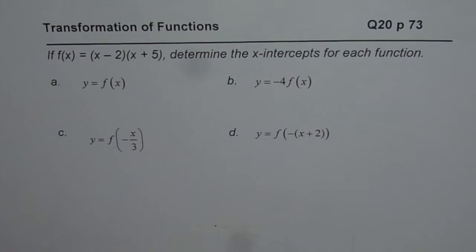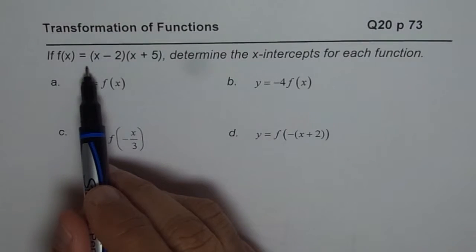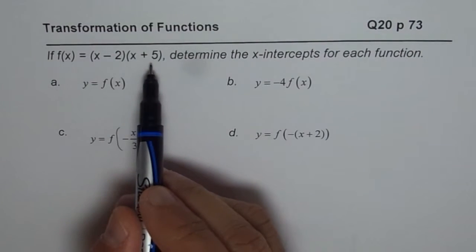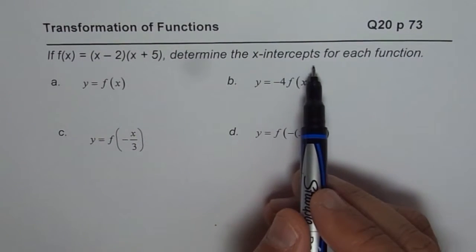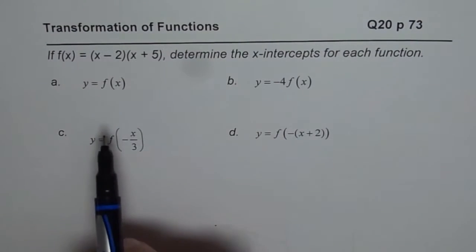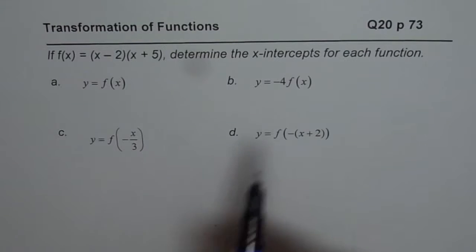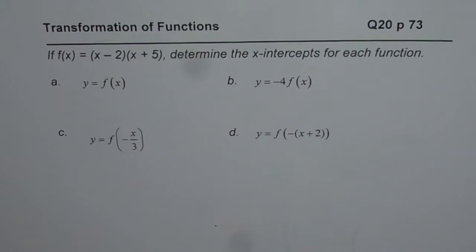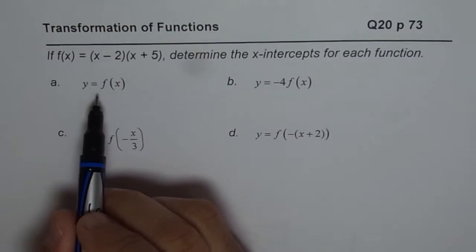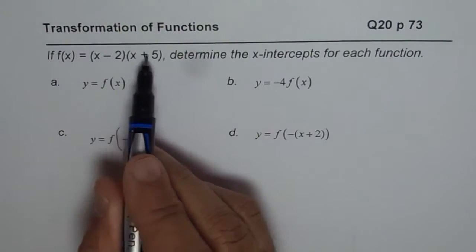Here is the solution of question number 20, page 73 for our grade 11 students doing functions. If f of x equals (x minus 2)(x plus 5), determine the x-intercept for each function. So these are the transformed functions. We need to find the x-intercept for each one of these transformed functions. So let's begin by finding the x-intercept for the function given to us.